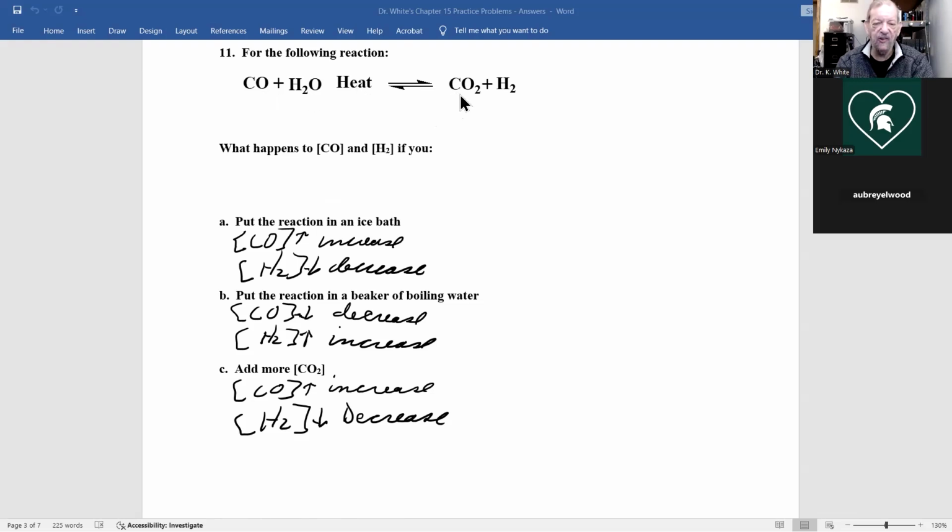So to reduce the level of CO2, it's consumed, it reacts with hydrogen. Hydrogen is being consumed, so that will decrease. And since we're going this way to get rid of the excess CO2, we're making more heat, more water, and more carbon monoxide, CO. When you make more of something, the amount you have increases. And that's how you use Le Chatelier's principle.